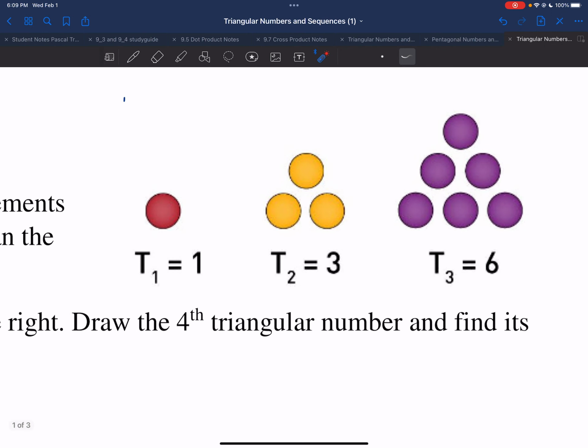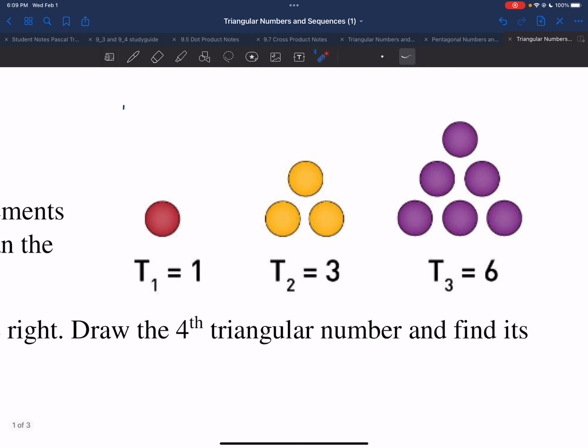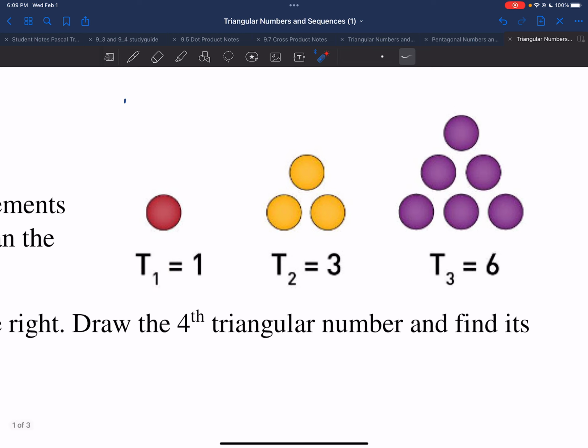When I have the notation for a triangular number, I have the capital letter T, which represents that it's a triangular number. And then the 1, which is my subscript, tells me how many dots I have in the base. And then what it equals is my total number of dots. So for this first one, I have a base of 1. There's only 1 dot there, and my total number of dots is also 1.